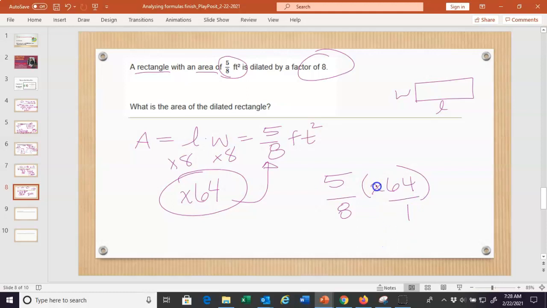All right, so this is not an x. Sorry, don't get confused there. I should probably just write it like this. And this gets you 40 feet squared. You type that in your calculator. You would do 5 times 64, hit enter, and then divide by 8. Or you could do it by hand and reduce, right? 8 into 8 is 1, and 8 into 64 is 8. 5 times 8 is 40. There you go. That shape changed greatly. It went from having an area of 5/8 to now having an area of 40. It expanded.